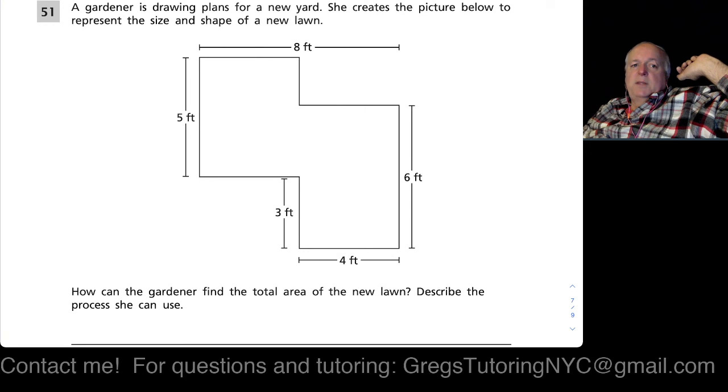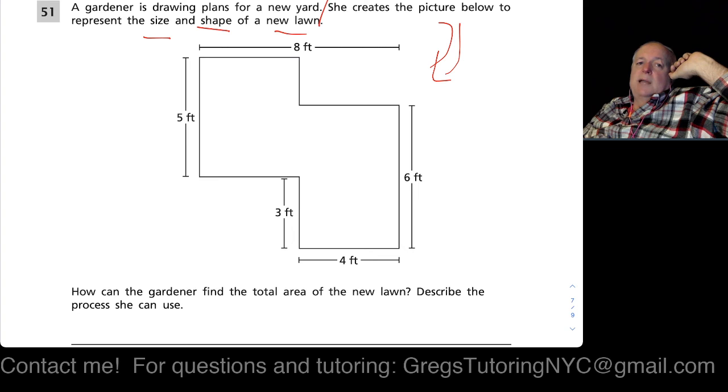Okay, so we pretty much beat the shape to death. So let's start looking at the words. A gardener is drawing plans for a new yard. Okay, what's happening? There's a new yard being provided by the gardener. She creates the picture below. Okay, this blueprint, if you will, is the thing to represent the size and shape of the new lawn.